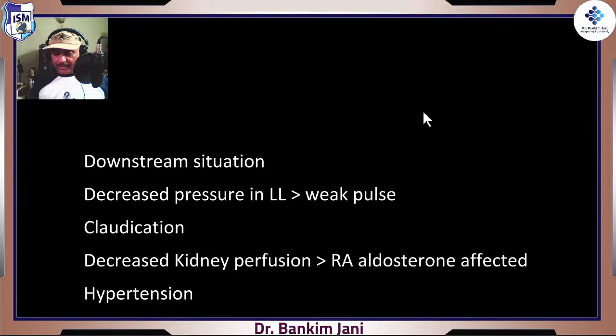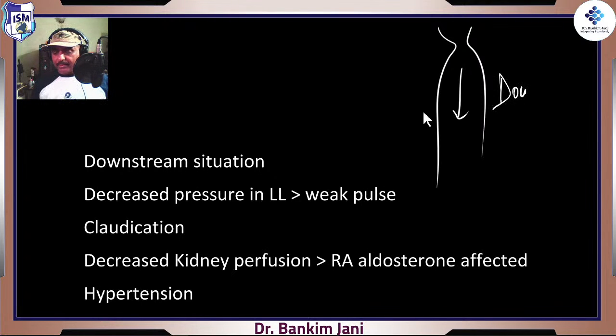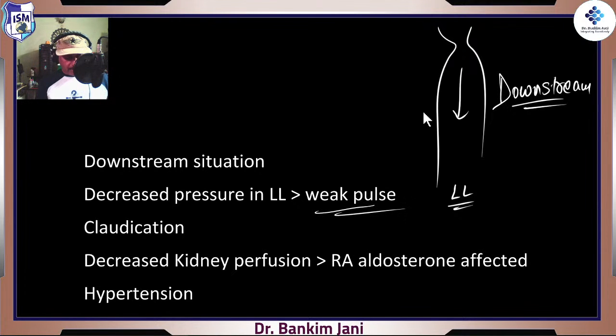As compared to that, here is the coarctation, here is the narrowing, and this is the lower portion. Now this lower portion, we'll call it the downstream. In downstream, the situation is that there is decreased pressure, right? So in case of the lower limb, when you see, you will find cold feet, weak pulse, right? And as they walk, they will start getting pain, claudication, right? There will be pain in the legs.